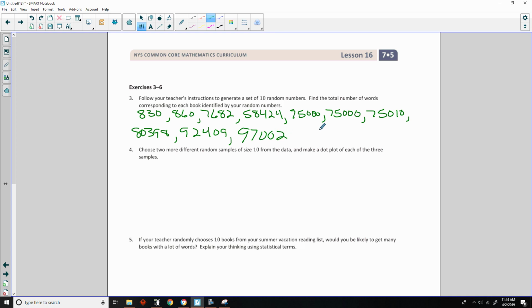Okay, now it says choose 2 more different random samples of size 10 from the data and make a dot plot for each of the 3 samples. Okay, I'm not going to take the time to do this. I will do the one that I just did. You get the idea of how to do it. Just repeating it 2 more times is not anything that's going to be gained from that. So I'm just going to name this sample 1.